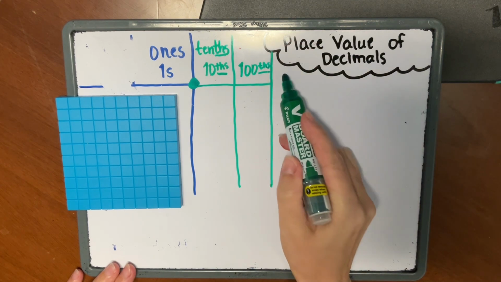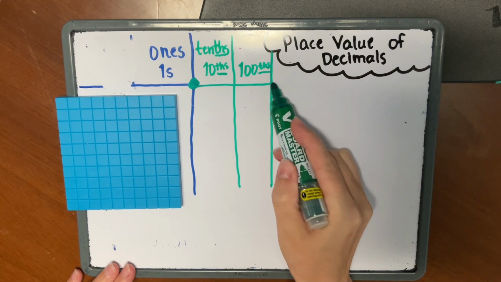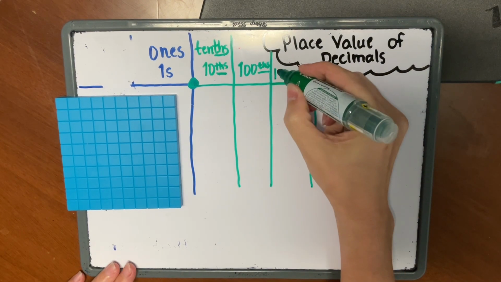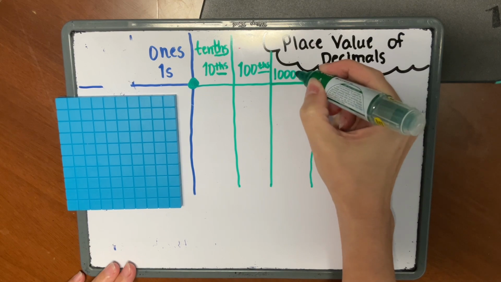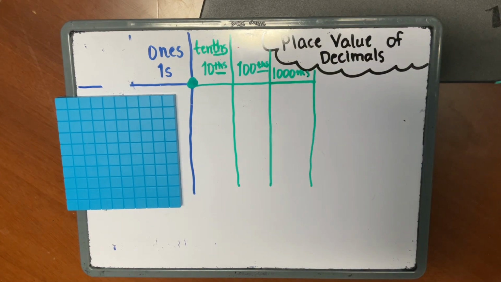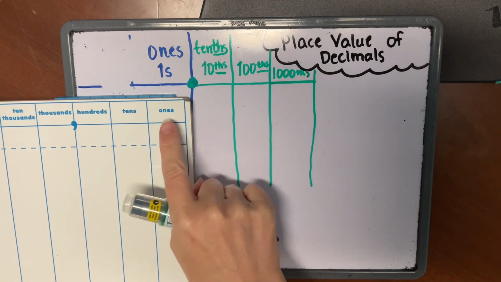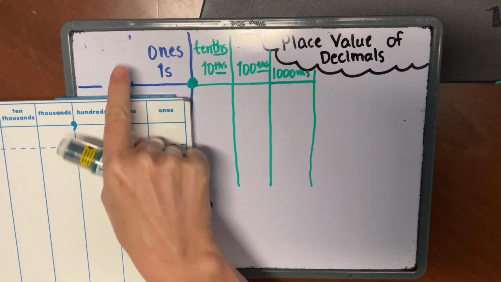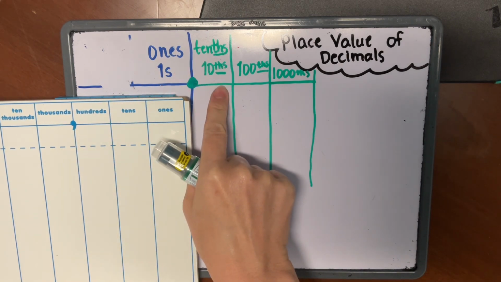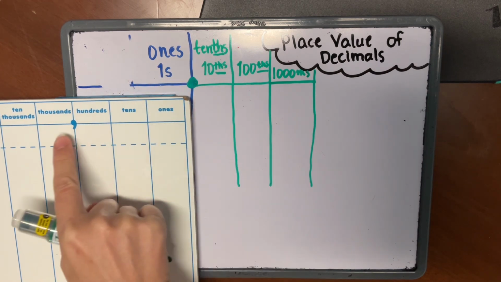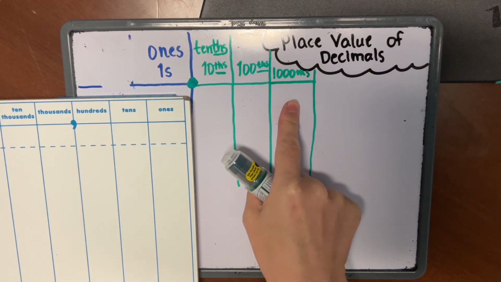So what do you think would be here? Did you say thousandths? You are correct. If you notice, this is the opposite of our other chart. Here we have ones, and here we have tens, but this is tenths. Here we have hundreds, and this is hundredths. Here we have thousands, and this is thousandths.